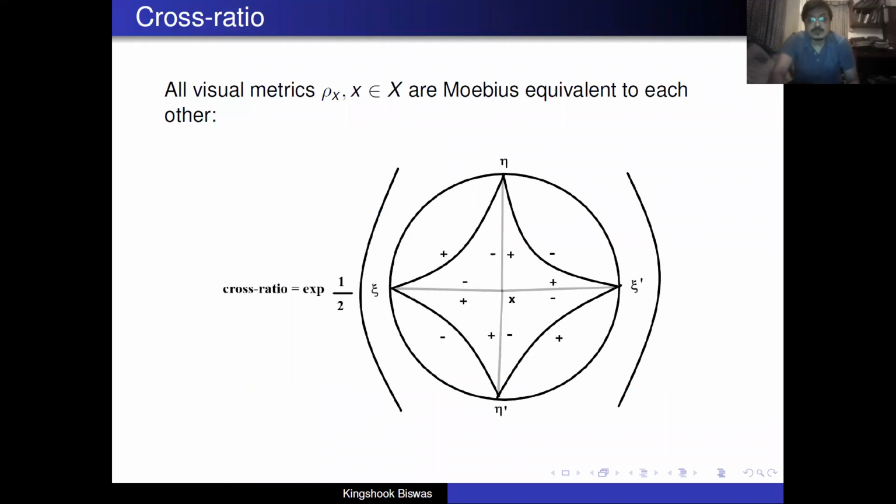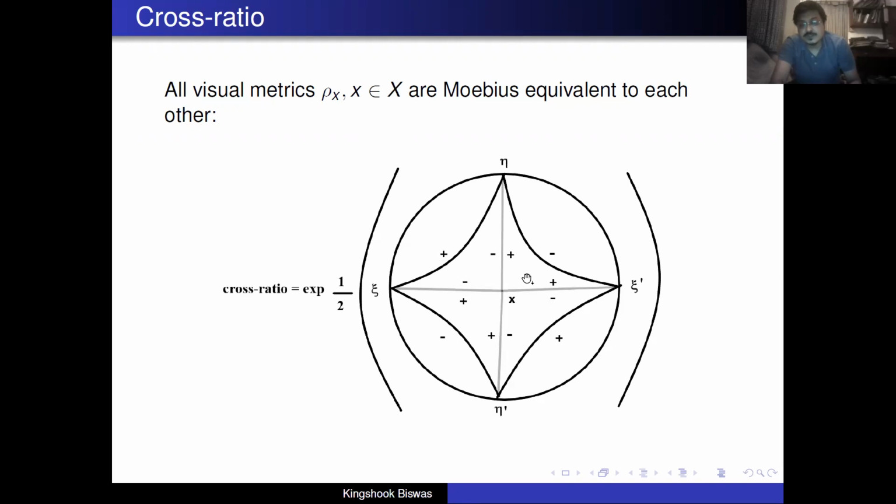Okay. Now, if we look at the cross ratio of a visual metric, it turns out that all these visual metrics rho_x, as X varies over base points in this CAT(-1) space, are all Moebius equivalent to each other. So the proof of that is just this picture, where if you take the definition of the cross ratio, it's a product of visual distances divided by a product of visual distances. So visual distances are exponentials of minus the Gromov inner product. So you'll get 4 Gromov inner products. So that will give you 4 triangles based at X.